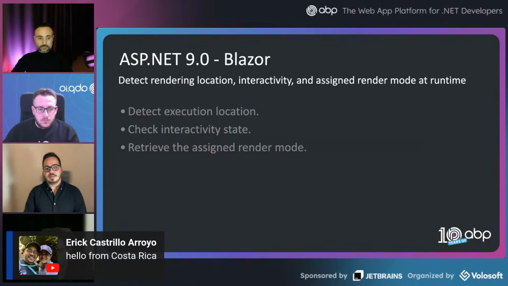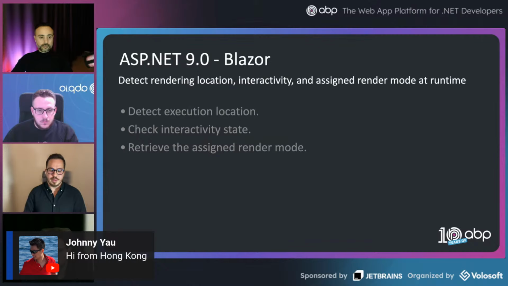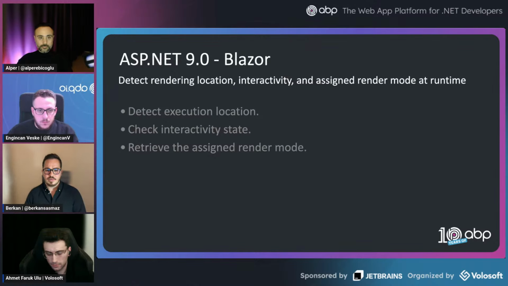Let's discuss a new API for Blazor components. This API lets you detect the execution location of a component, check if it is running in an interactive environment, and retrieve the assigned render mode. These features are great for debugging and optimizing component performance. For instance, you can tailor a component's behavior based on whether it's interactive or adjust settings based on its render mode. This API makes it easier to build more efficient and adaptive components.